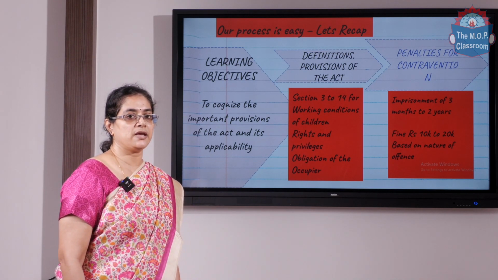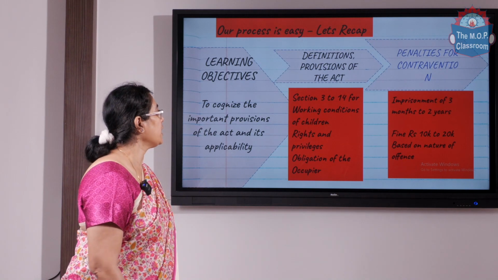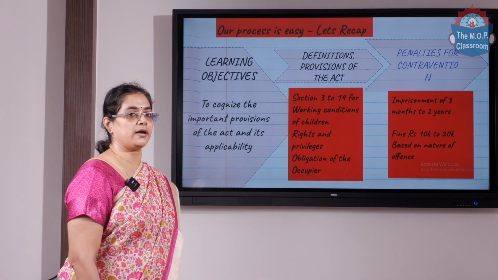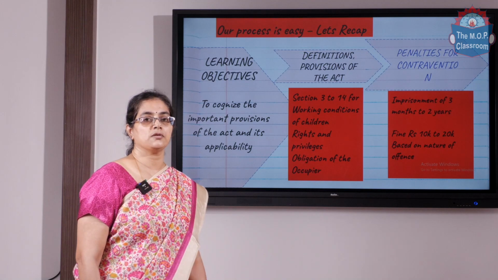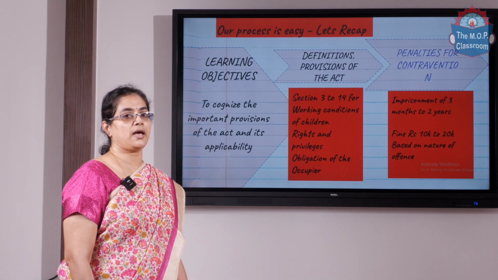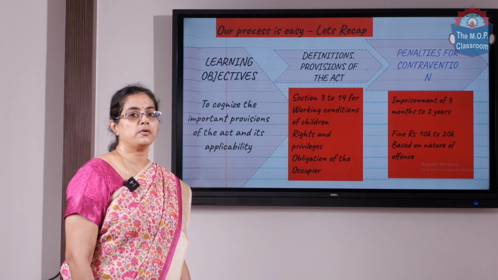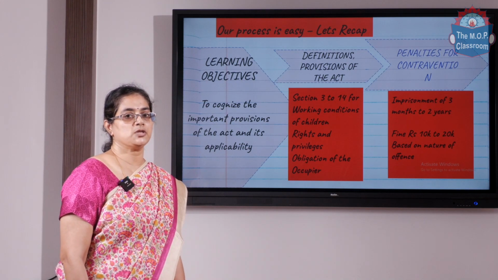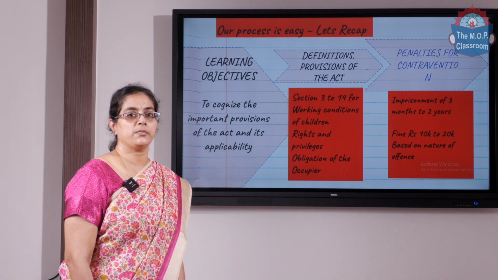Child labor is a reality, it has hit us hard. And we also tried to find out what the Act has done, and in case there is a contravention of the provisions of the Act, we've looked at the penalties that have been imposed on occupiers and establishments for not complying with the provisions of the Act.